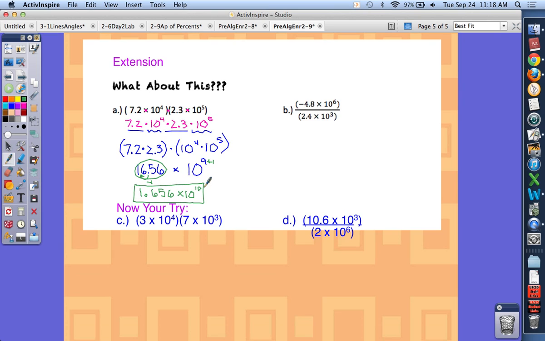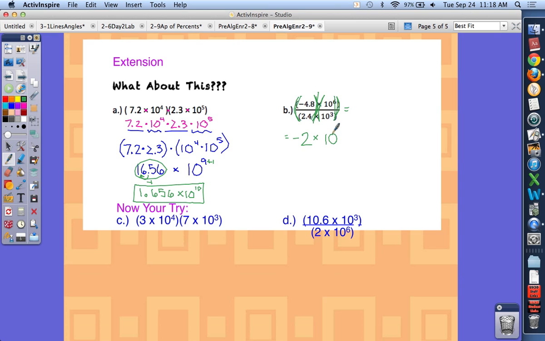This will work for division too. So if we're doing scientific notation numbers and we're dividing them, you could actually treat them separately. Let's divide these two, and let's divide these two and see what we get. Actually, I'm going to do it right below. Negative 4.8 divided by 2.4, those numbers work out pretty well. A negative divided by a positive is a negative. 4.8 divided by 2.4 is just 2. We keep the times 10.